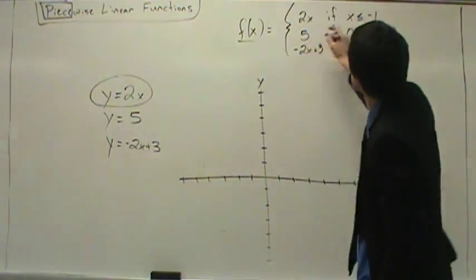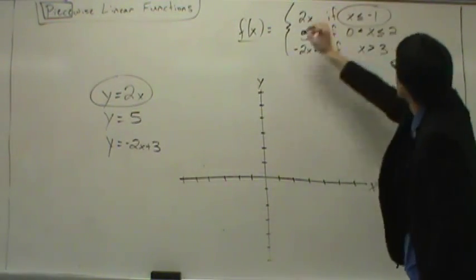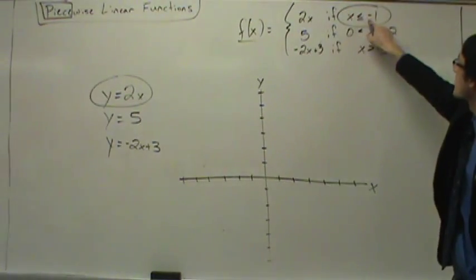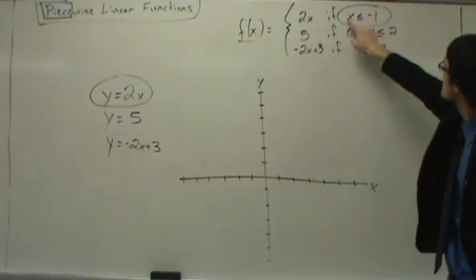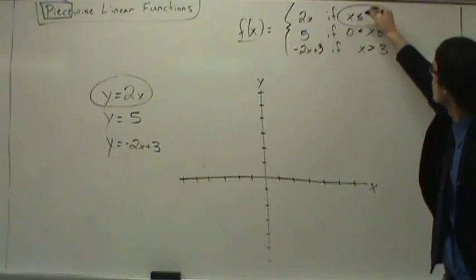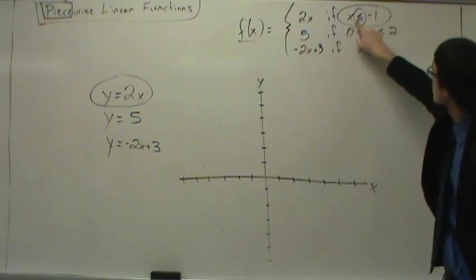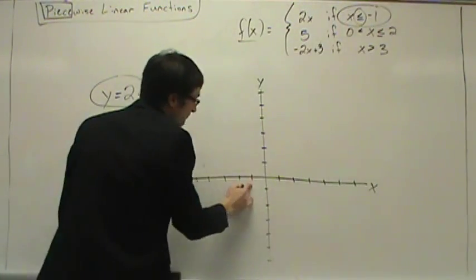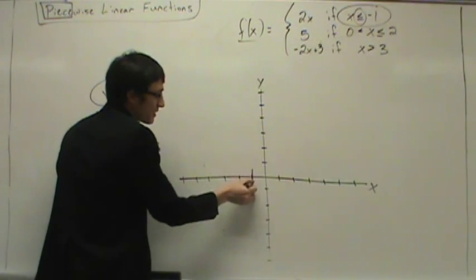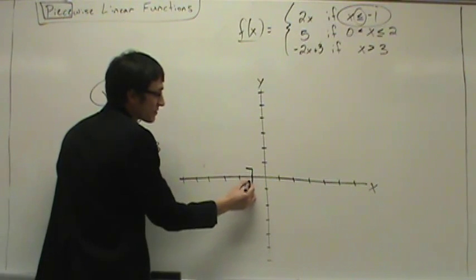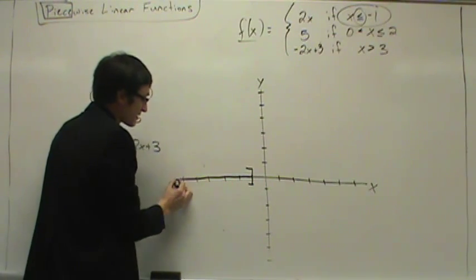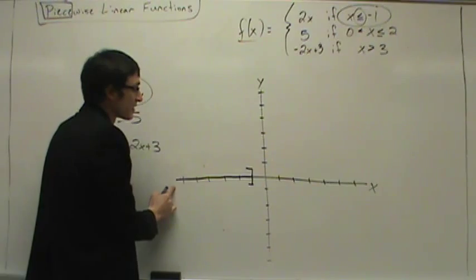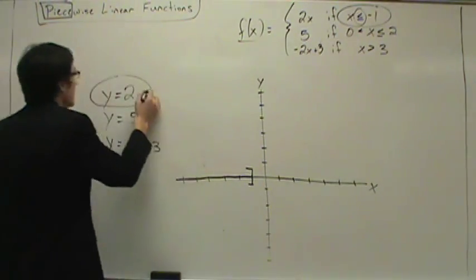So y equals 2x, starting with what domain? The domain x is less than or equal to -1. Remember, we are on the x-axis. Less than or equal to -1 means open or closed? Hopefully you say closed and to the left. So we're going to be at -1. Closed is what? Bracket. So we're looking at a portion of the x-axis that is to the left of -1.